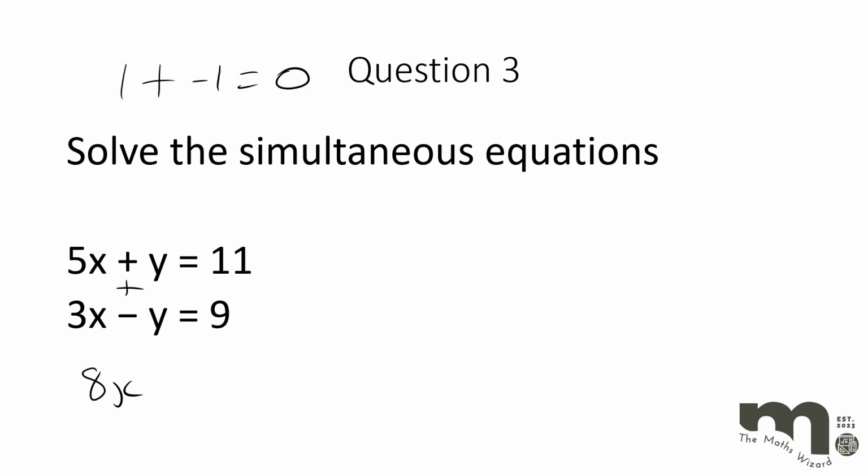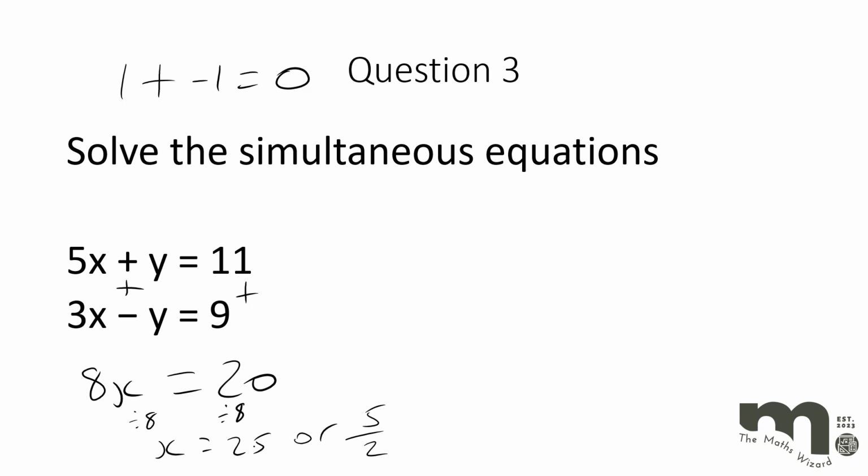If we then add those together, that will eliminate the y. 11 add 9 gives us 20. So now we know that 8x is 20. We can do 20 divided by 8, and that will tell us that x will equal 2.5. Or you could write 5 over 2 if you wanted to write it as a simplified fraction. Probably best to do it as 2.5 though, I would say, for the substitution afterwards.